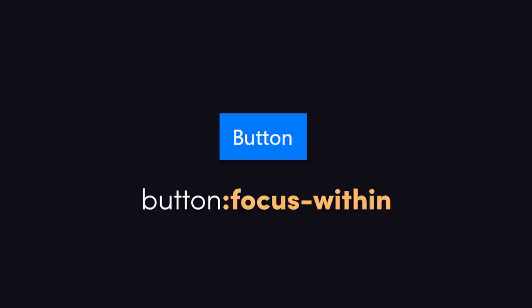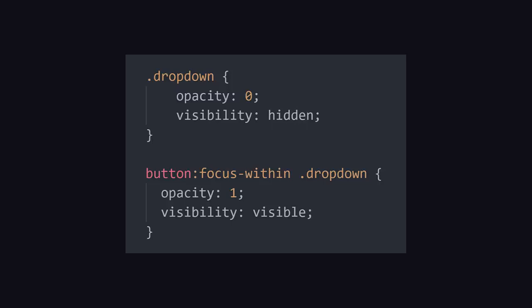However, there's another pseudo-class called focus within, and it stays active if any children also have focus. And that one simple feature can eliminate a lot of JavaScript used to toggle on and off states. And with that, you have 10 ways to make your CSS code more enjoyable to work with.